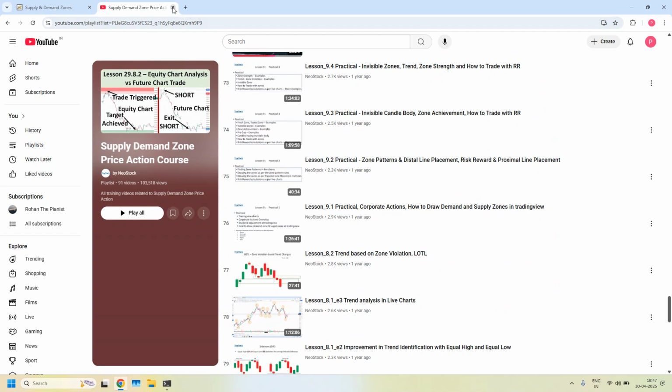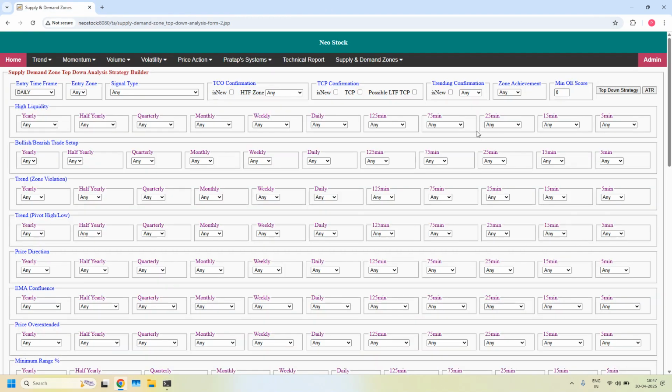Okay, now I am going to generate different supply demand zone reports with the help of the NeoStock Software Supply Demand Zone Top-Down Analysis Strategy Builder. First, we are going to find the stocks near demand and supply zones for different time frames. For daily and above time frames, we will also identify price closed inside the demand and supply zones, and also filter those zones based on the EMA confluence, so that we can identify high probability trade setup supported zones.